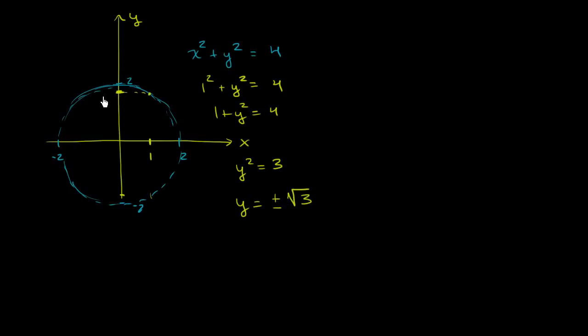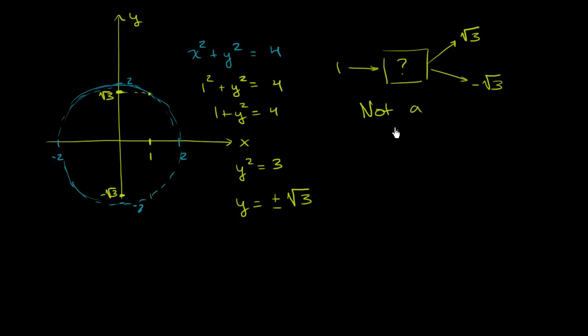This right over here is the positive square root of 3, and this right over here is the negative square root of 3. So in this situation, this relationship, where I inputted a 1 into my little box here, with the 1 I associate both a positive square root of 3 and a negative square root of 3. This is not a function. I cannot associate with my input two different outputs. I can only have one output for a given input.